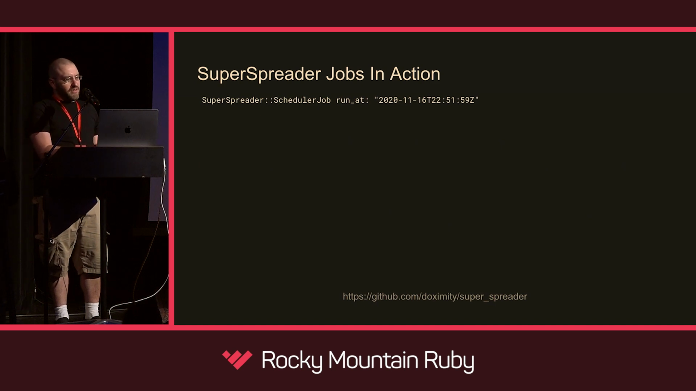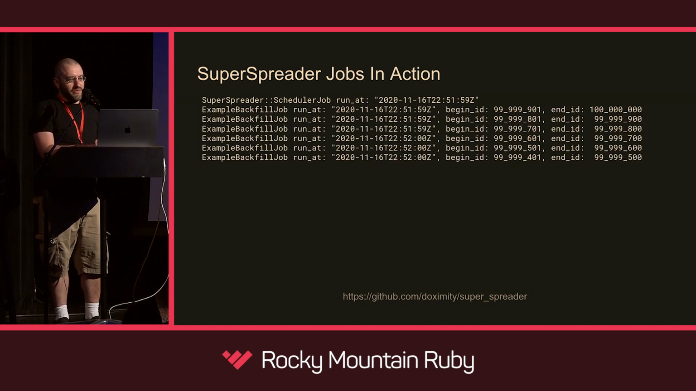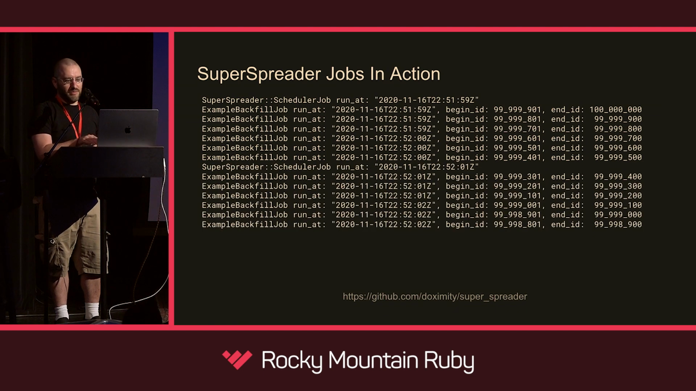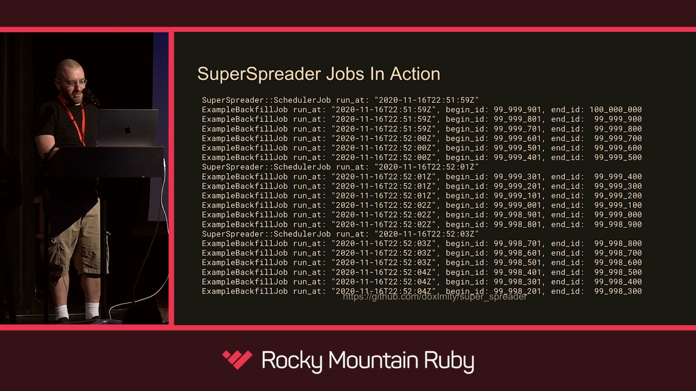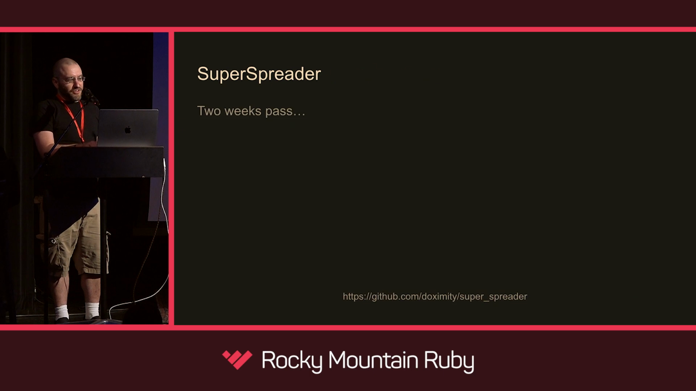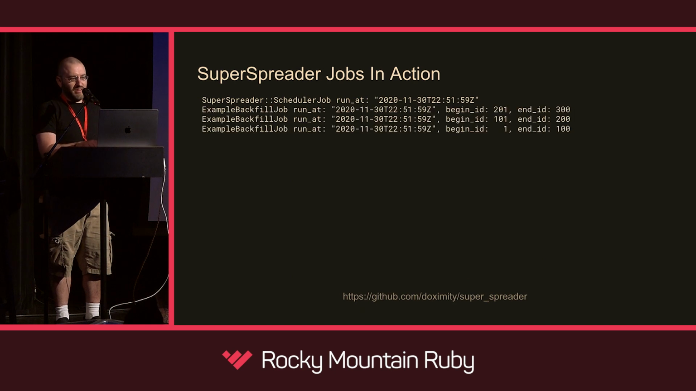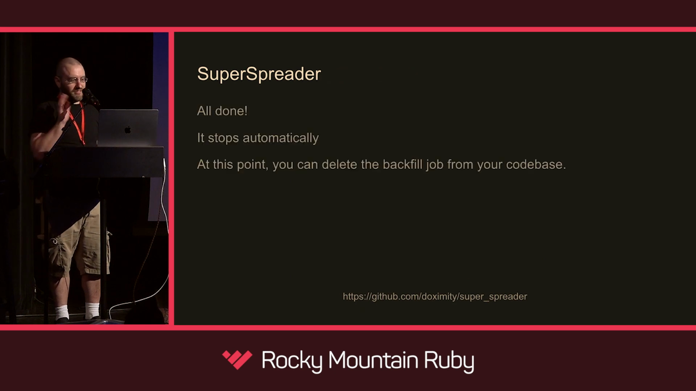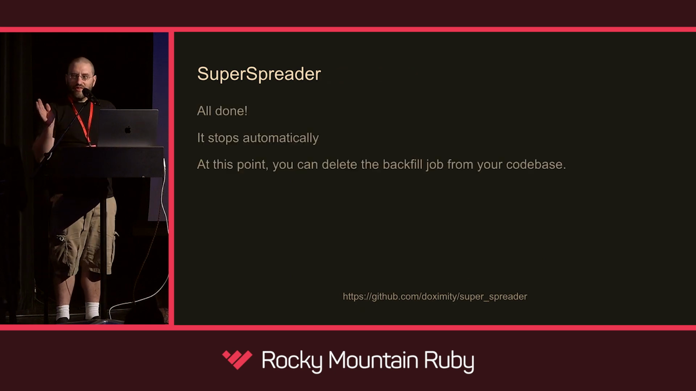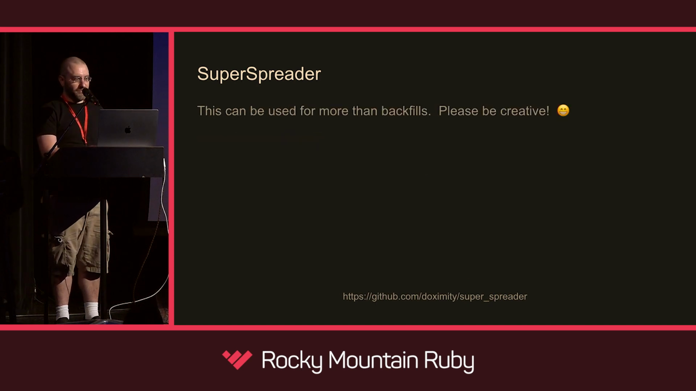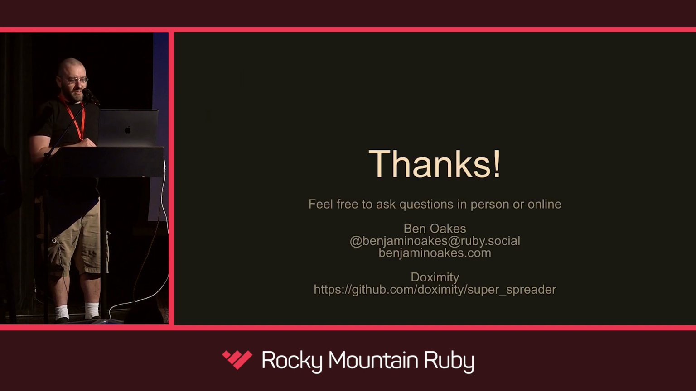So here's just an example of how it works. It'll run a scheduler, queue a bunch of jobs, counting down, and 3 seconds later, it'll run another scheduler, more jobs, another scheduler, more jobs, oops. And then after 2 weeks, you're finally getting down to the last segment, and then you get all the way down to 1, and it stops. And then at that point, you can delete the backfill, and it has redone everything that you needed it to do. It can be used for more than backfills, be creative. And that was it. If you have questions about it, come find me.